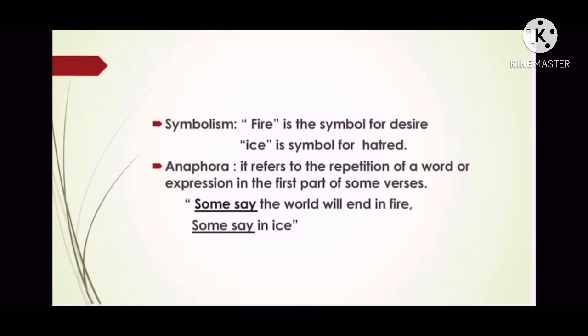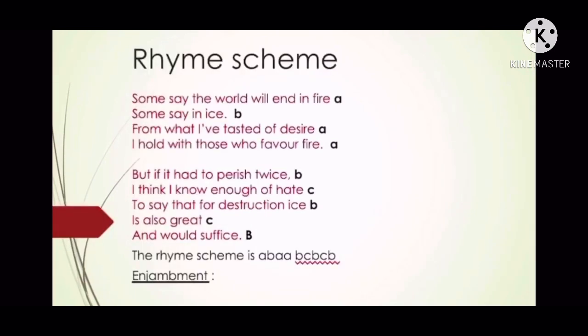The next poetic device is symbolism. In this poem, fire is the symbol for desire and ice is the symbol for hatred. And the next is anaphora. It refers to the repetition of a word or expression in the first part of some verses, or we can say repetition of words at the beginning of consecutive lines. Some say the world will end in fire, some say in ice. Here in the first two lines we can see the first two words are repeating. So this is anaphora. Now I'll explain the rhyme scheme in the poem.